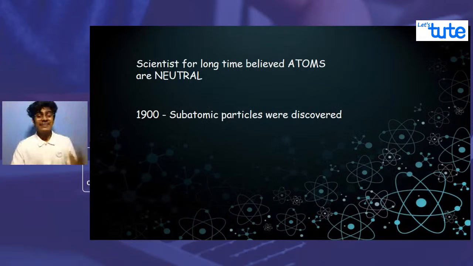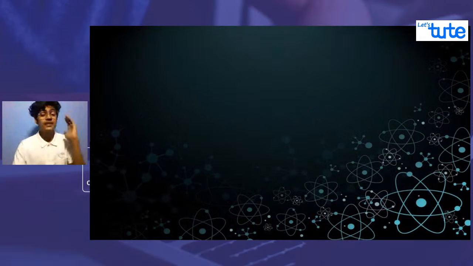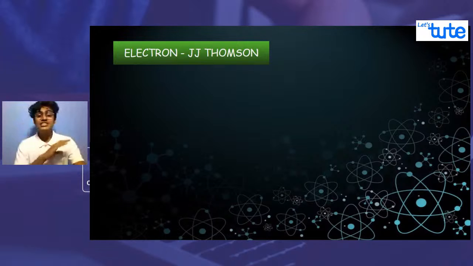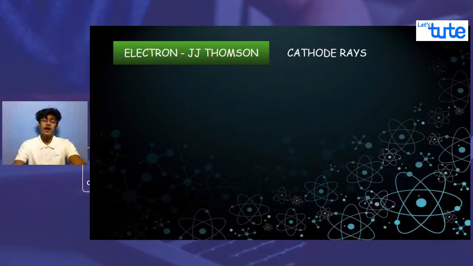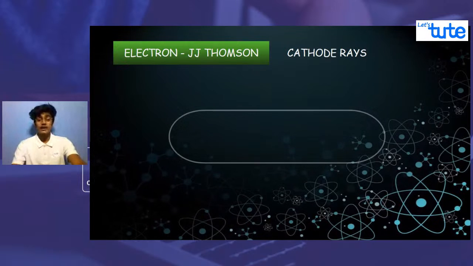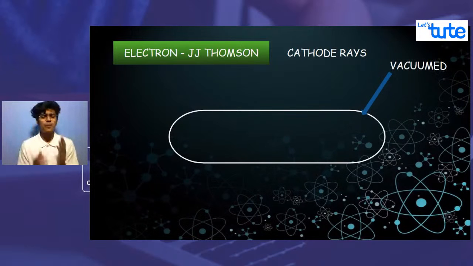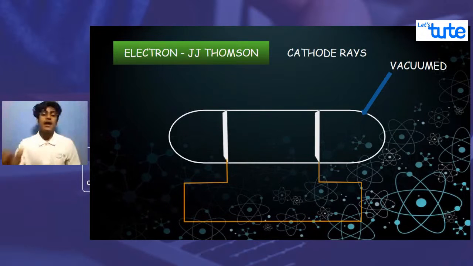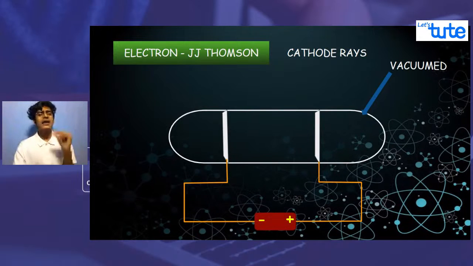But by 1900, the subatomic particles were discovered. J.J. Thomson was the first one to discover electrons. Please try to understand, J.J. Thomson was the first one to discover electrons, and he performed an experiment known as cathode ray, in which he took a glass tube. He placed two metal plates inside it, but of course it was vacuumed. He passed a wire through them. The wire is connected to a high voltage battery.